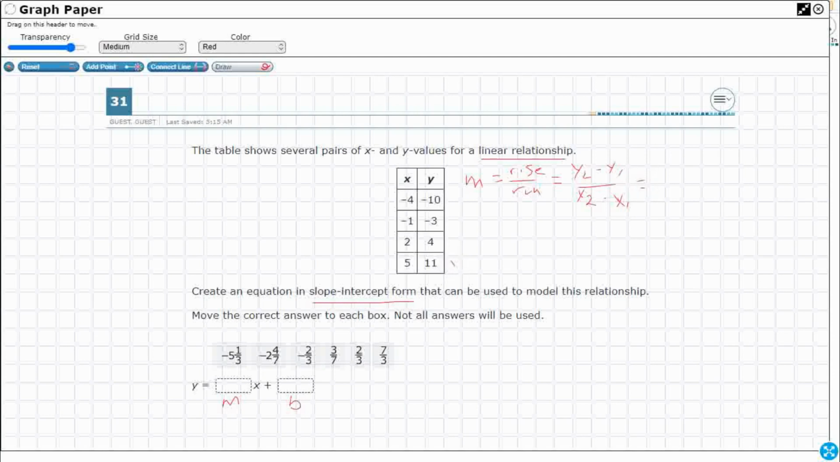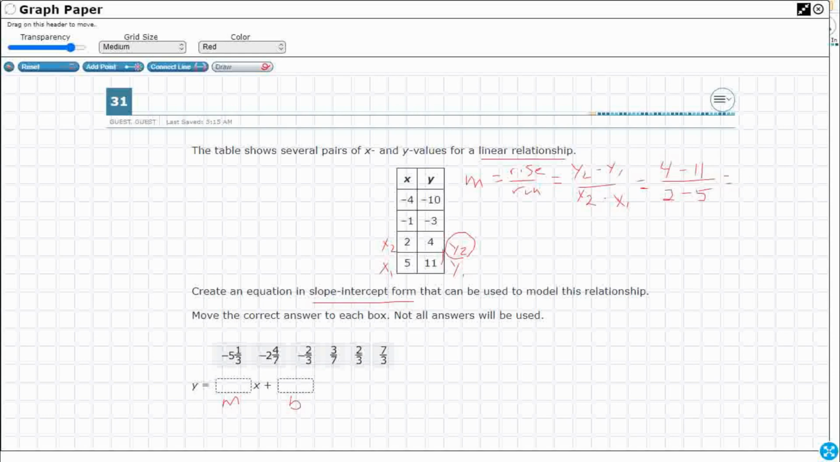So I'm going to use these two y's, so I'll make that my y2, my y1, and I just have to match up and make sure, okay, if 4 is my y2, x has got to be 2 as my x2, and then 5 is going to be my x1. You can choose another pair if you want to. So my 4 minus 11, we're looking up and down here to find that, and then it's going to be my 2 minus 5. And that's going to be my x2 minus my x1.